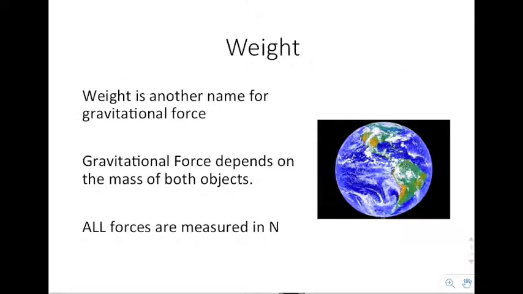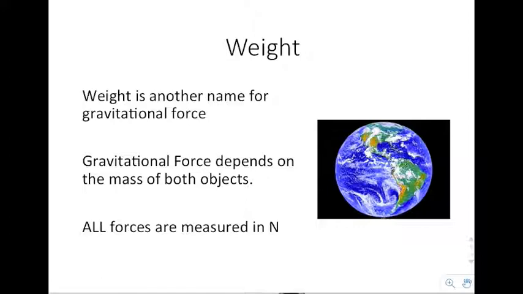Now, weight is different. Mass and weight are often used interchangeably, but they're not the same thing. Weight is another name for the gravitational force. Now, weight and mass are synonymous on Earth because we're used to having a standardized gravitational field. You can't go anywhere on Earth and have gravity be significantly different than where you are right now. But because gravity depends on the mass of both objects, the Earth is so huge that there's not a significant difference depending on where you are.